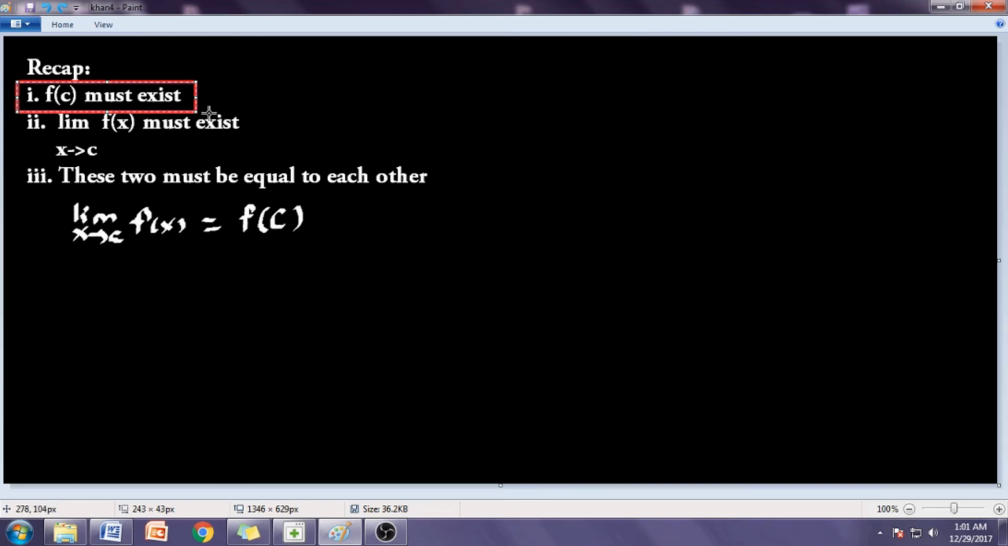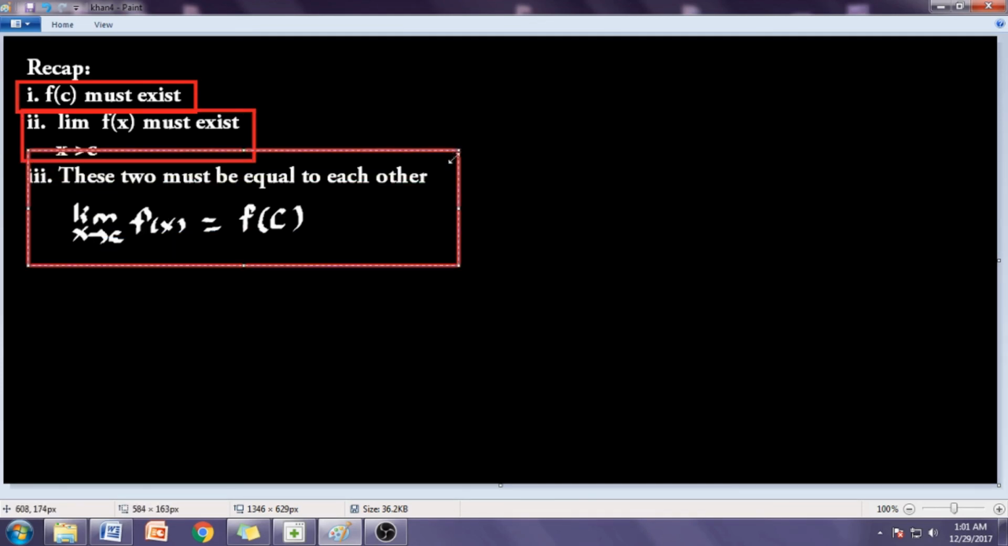Guidelines, and these guidelines are: number 1, f of c must exist, which means that if you substitute a constant to a variable of a function, then there must be an output that exists. Number 2, the limit of f of x as x approaches c must exist, which means that if we substitute a closest value of a constant to a variable of a function, then there must be a limit existing. Number 3, these two must be equal to each other, which is the limit and the output from the function.